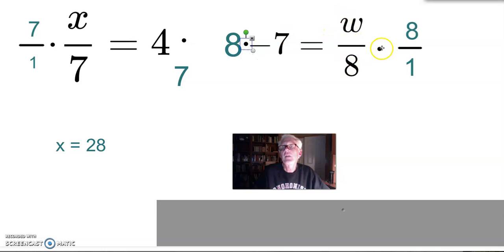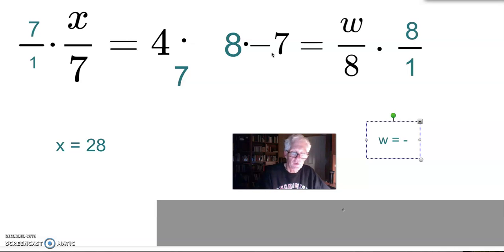W divided by 8 times 8, they will cancel. That's going to give you a w. And 8 times negative 7 is going to equal negative 56. Okay, so again, when you divide, you multiply both sides by the number being divided.